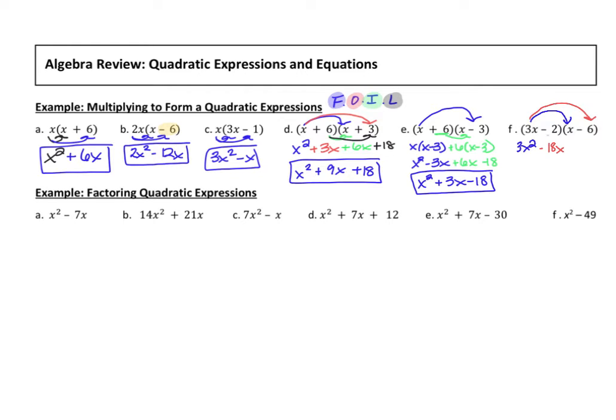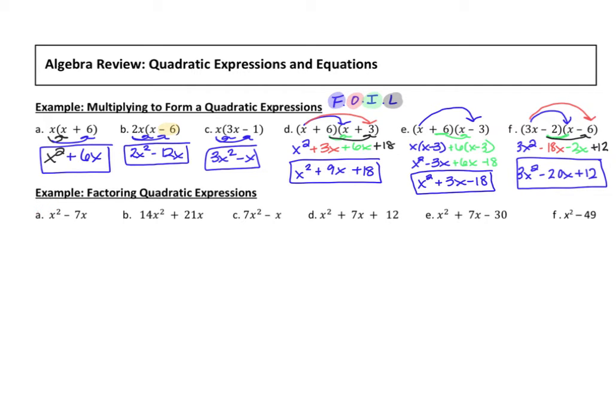The I would be the innermost terms, so that would be negative 2 and x, which is negative 2x. And the L would be the last terms, and you want to make sure you're watching your signs here. This is negative 2 times negative 6. That's going to give you a positive 12. And then you're going to combine your like terms in the middle, which are your x terms. So you have 3x squared, and then you have negative 18x and negative 2x, that's going to give you negative 20x, and then the 12 at the end. So this would be your final answer.